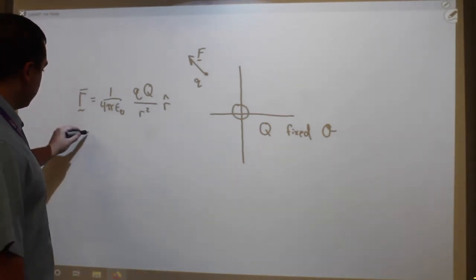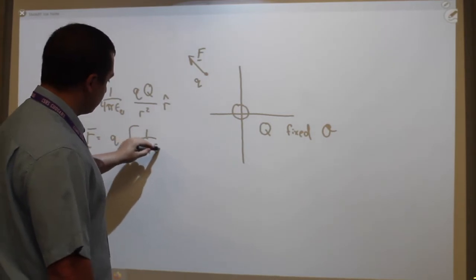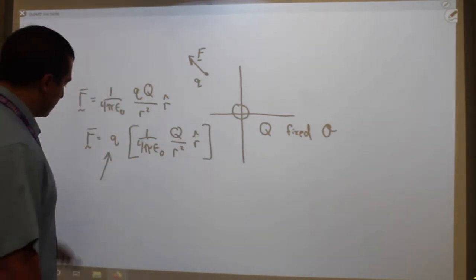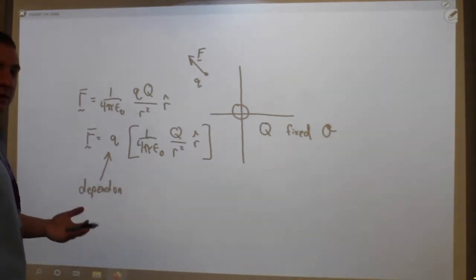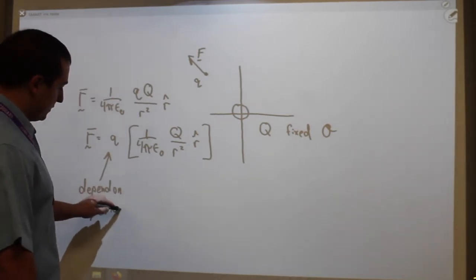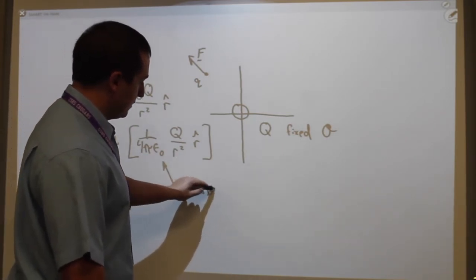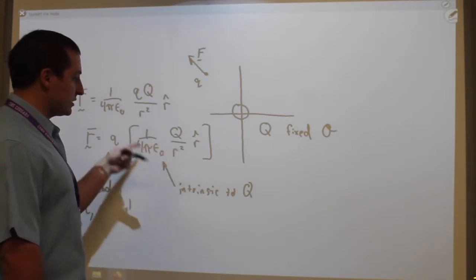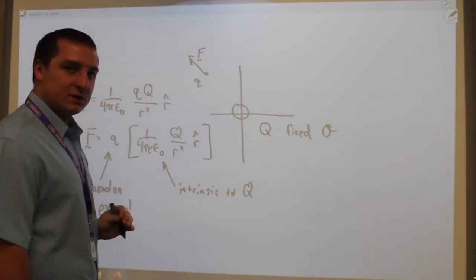So let me factor out the little q, because this quantity here, this test charge quantity, depends on little q. It depends on something that's external to the system. But all of this here is intrinsic to big Q. So this piece of the equation describes some intrinsic electrical property of the charge Q without reference to the test charge or any other charges that might be in the system.